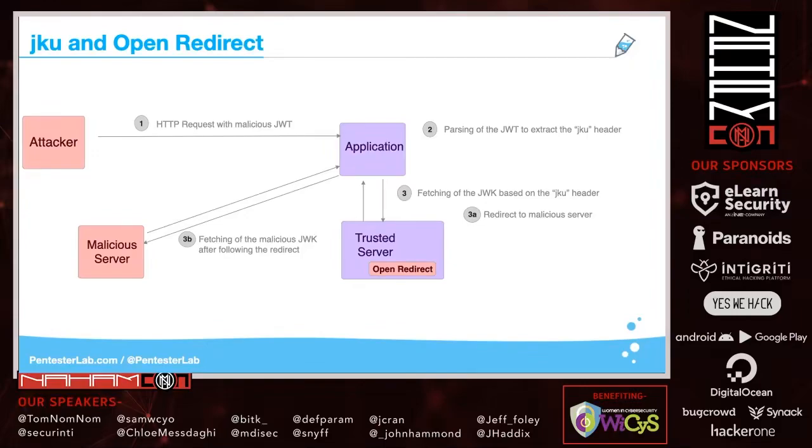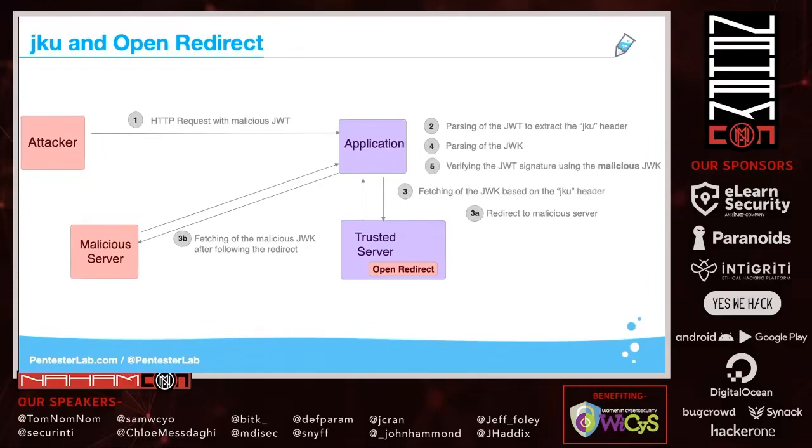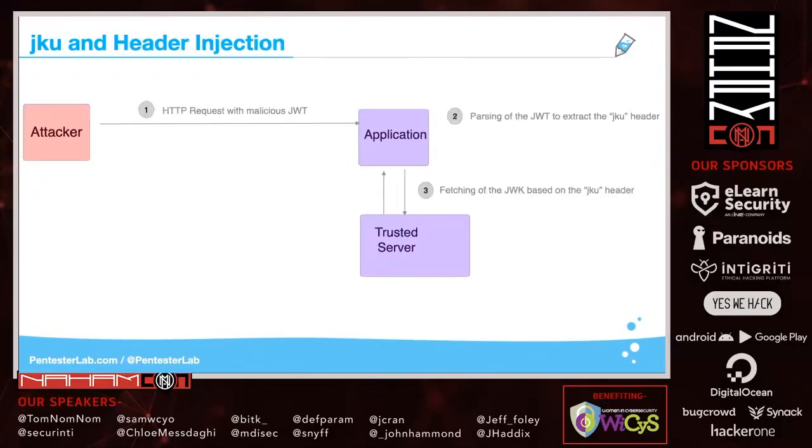The application, instead of fetching the key from the trusted server, now is fetching it from our malicious server, thanks to the open redirect. One limitation you may run into is that the HTTP client used by the application to fetch the key does not follow redirects. So it's not always exploitable, even if it starts with and you have an open redirect. Maybe the HTTP client inside the application will block that attack. Then it passes our malicious key, and it's verifying the JWK signature using the malicious JWK, and we're in.